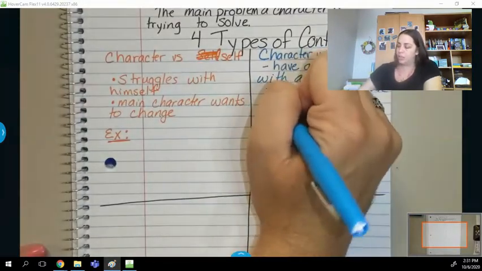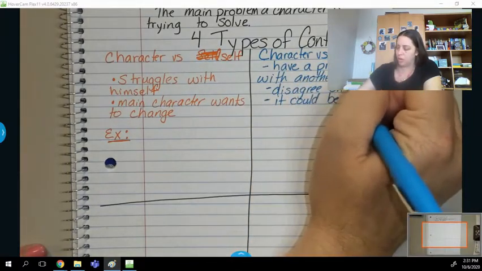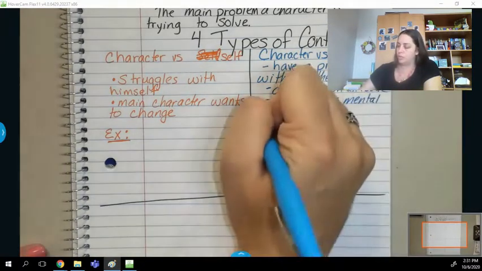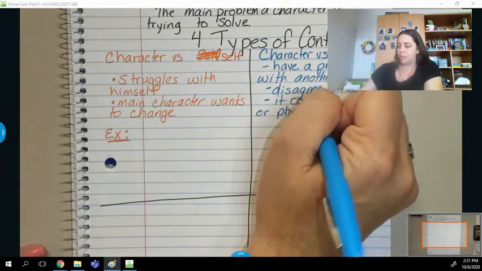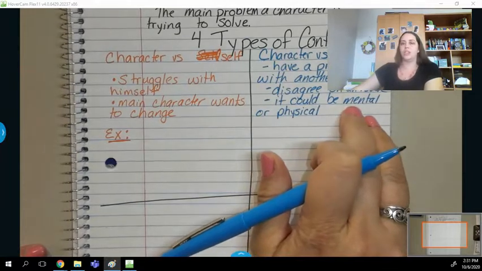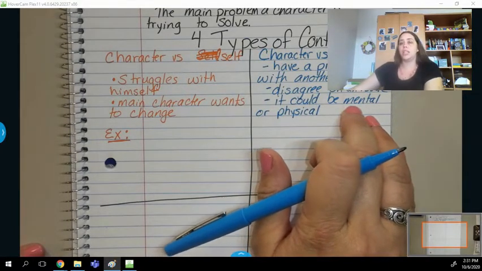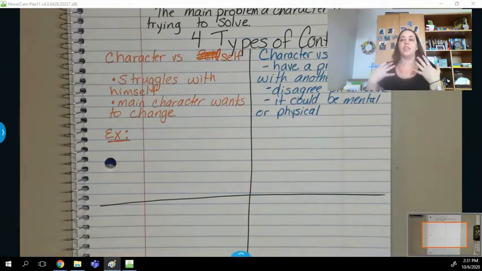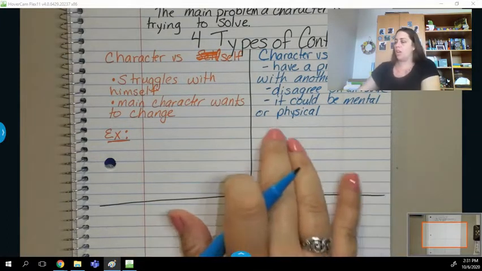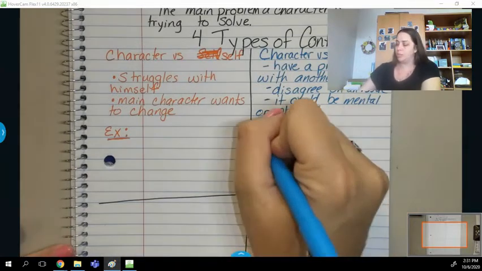and it could be mental or physical. And what we mean by that is that maybe the two characters are having a disagreement on ideas. Maybe they're arguing with each other and they're talking, and that would be more of a mental type thing. Or it could be physical, where they actually get physical with one another and they start fighting.